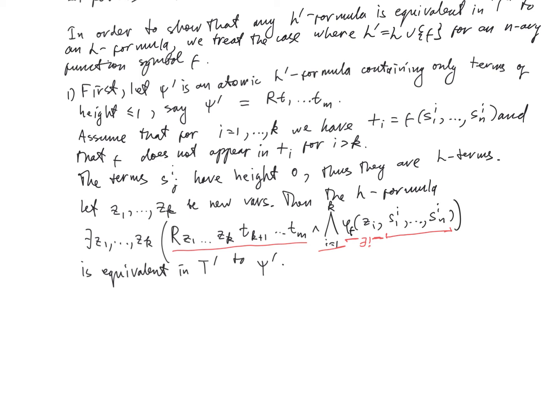And this is indeed an L formula, because R is a relational symbol, so hence must be already an L formula, because the only new symbol is the function symbol f. And phi f are of course also L formulas. Now, the other possibility is that psi prime equals T1 equals T2 for some terms T1 and T2, then the argument is similar and we leave it out. So this deals with the case when psi prime is an atomic L prime formula which only contains terms of height less or equal than 1.